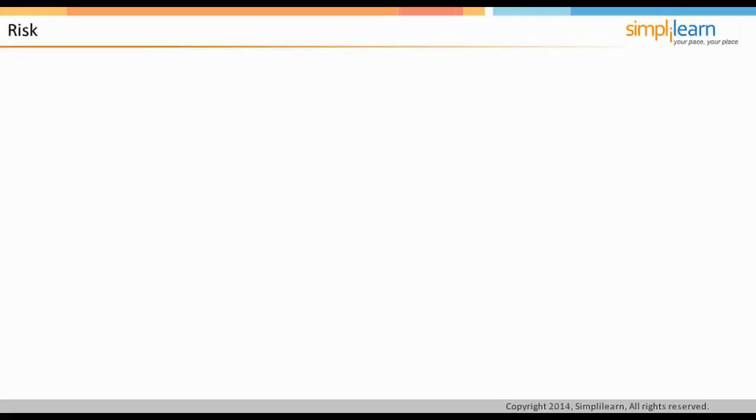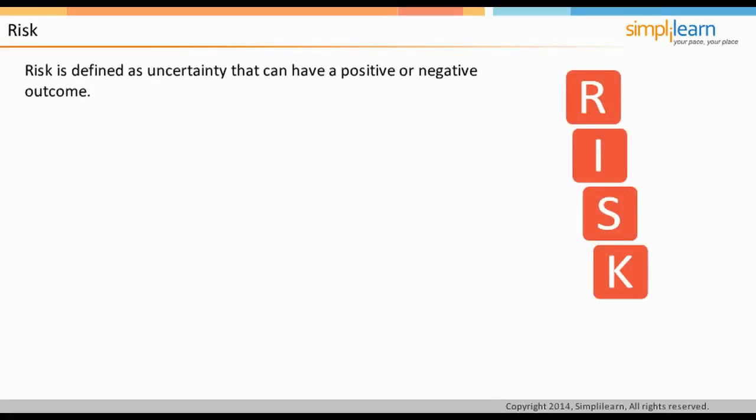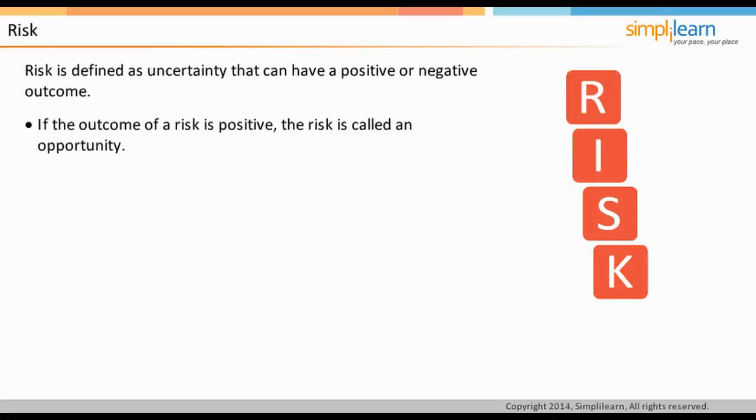Risk is defined as uncertainty that can have a positive or negative outcome. If the outcome of a risk is positive, it helps to fulfill the business objectives of an organization. Such risks are called opportunities. If the outcome of a risk is negative, it is called a threat. Managing risk requires identification and control of the exposures to risk, which may have an impact on achieving business objectives.